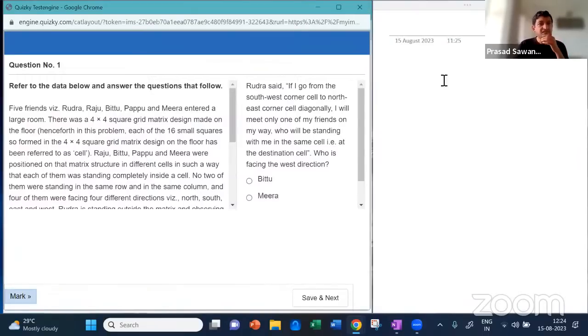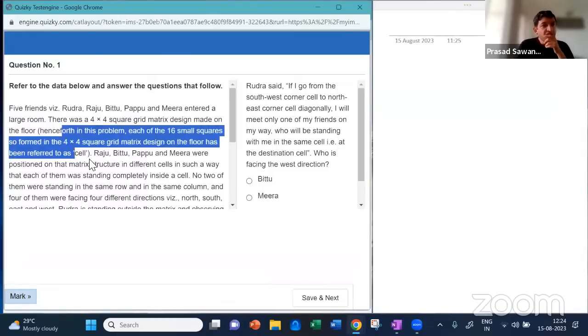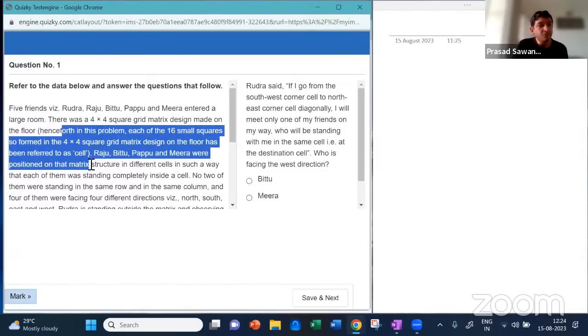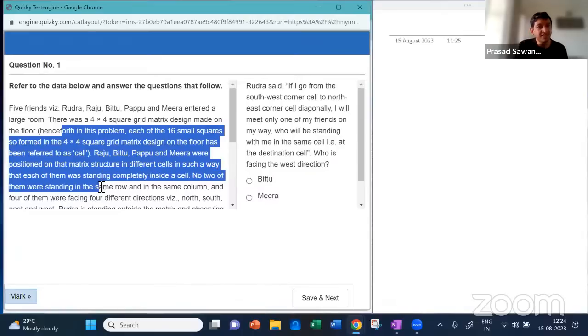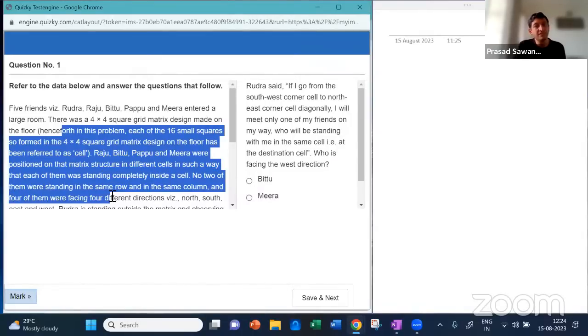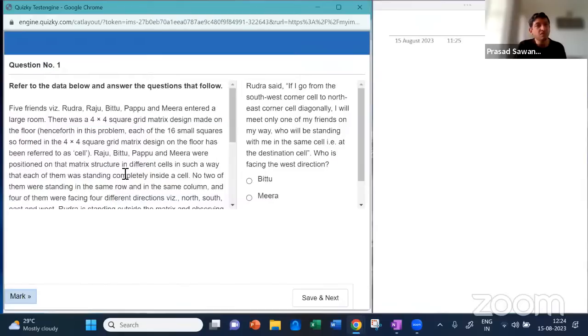So 5 friends, Rudra, Raju, Bittu, Pappu, Meera entered a large room. There was a 4x4 square grid. 5 friends, 4x4 square grid. Okay, 16 squares. Raju, Bittu, Pappu, and Meera were positioned in different cells of the matrix in such a way that each of them was standing completely inside a cell. No two of them were standing in the same row and same column.